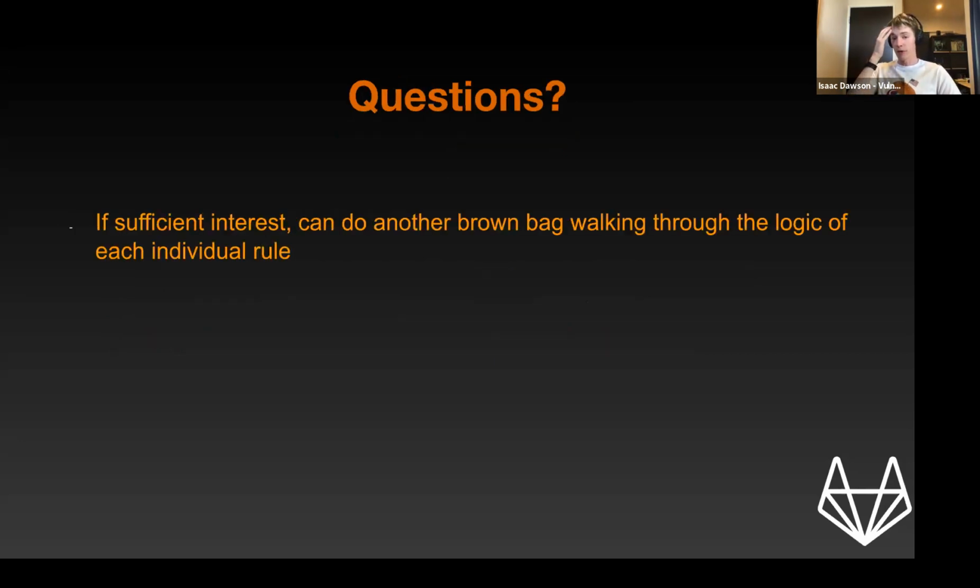And also, if there is interest, I could do another brown bag walking through the logic of each individual rule and plugin. I've already gone through a lot of them just to pull out identifiers, but having a good solid understanding of how each plugin works, how it could potentially FP or have issues with duplicate reports might be beneficial. Worst case scenario, I do it myself and I just write up a document. Doesn't matter. So, any questions?